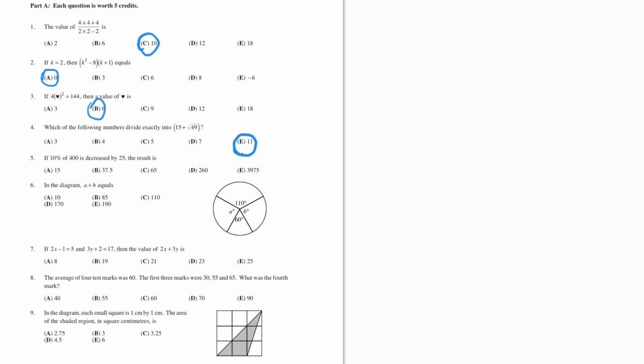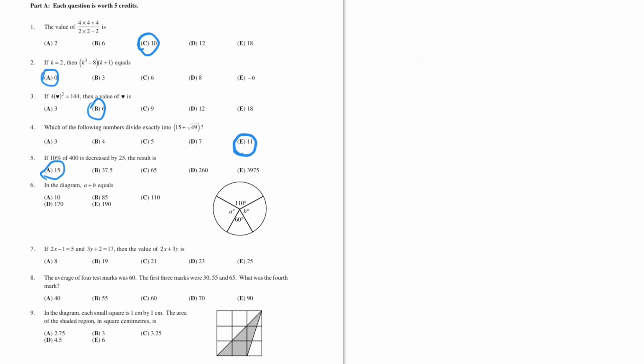Number 5, if 10% of 400 is decreased by 25, the result is 10% of 400 of, we do the multiplication. So 400 times 10%, and then decreased by 25, that means minus 25, equal to percentage cancel 0. So that's the 40 minus 25 equals 15. So the answer is A.